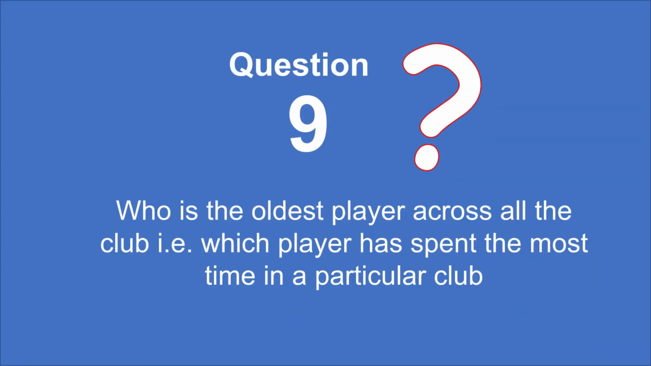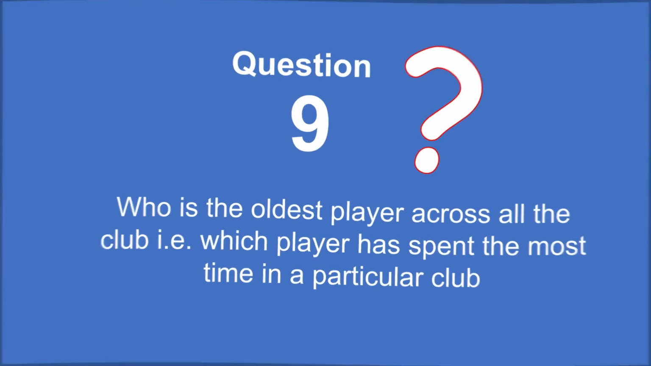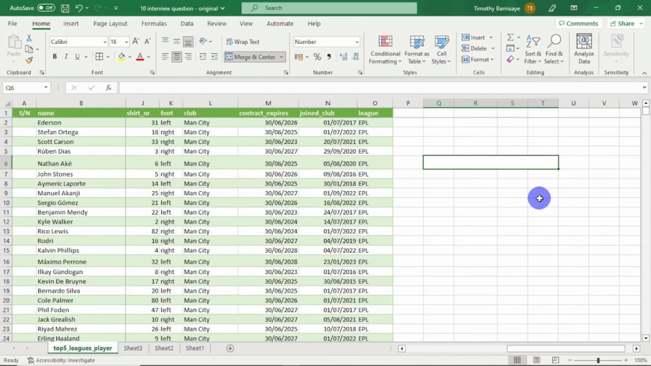Question number 9 says, who is the oldest player across all the clubs? Who is the oldest player across all the clubs? Okay, so there are quite a number of ways to do this, but I think the best way to do it is to actually just filter this thing out again.